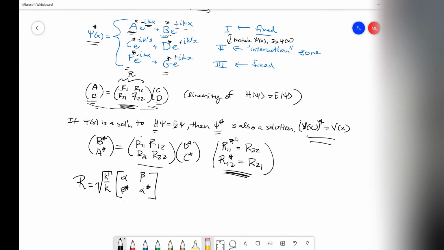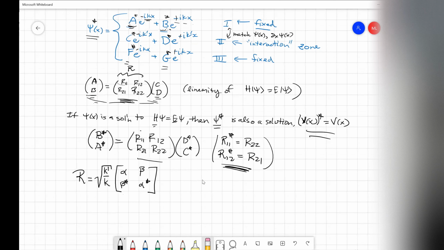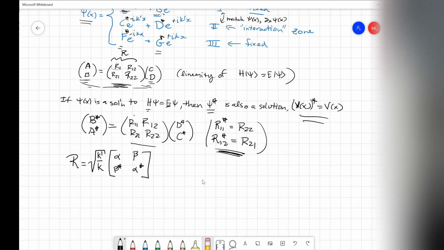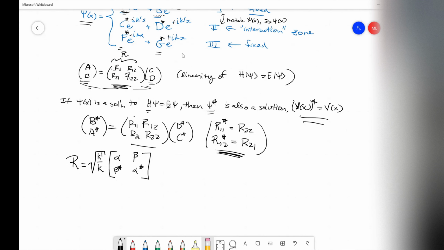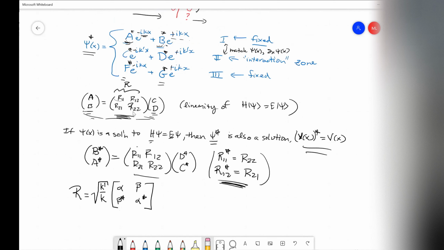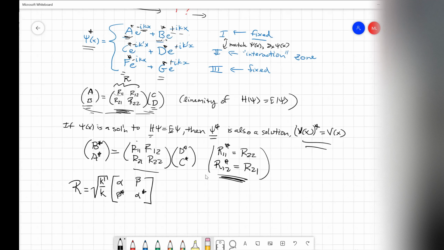We also have, so that's one constraint. What we're doing here is trying to make the matching as simple as possible, where we don't have to solve for all these coefficients, which would involve calculating every single element in here. We're trying to use the symmetries of the potential and probability conservation, as we'll see, to reduce this problem down as far as possible, so that we only have to determine maybe one or two complex numbers to figure out the whole solution for the scattering problem. So that's the idea.